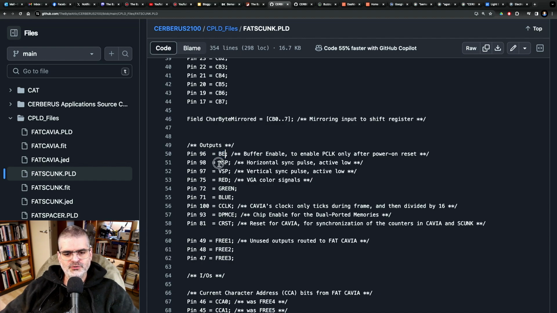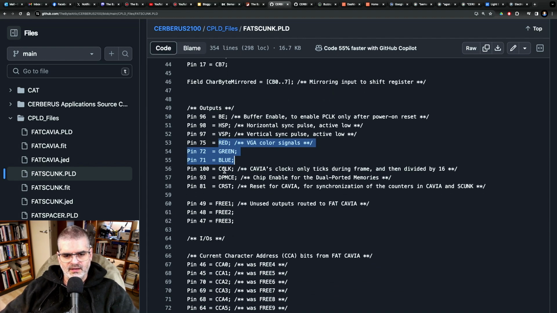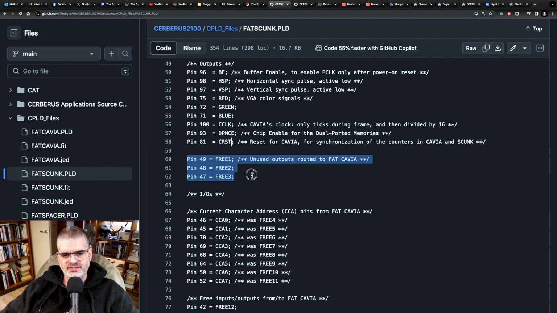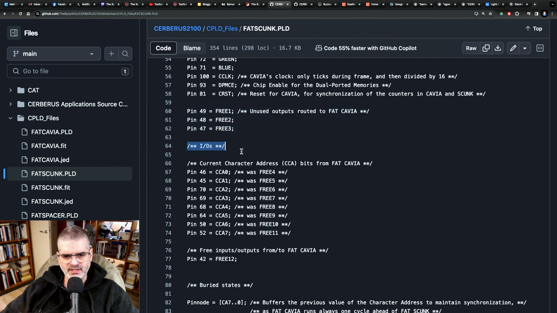Now we have the sync pulses, the horizontal sync pulse and the vertical sync pulse. Each one of them has a dedicated pin, because that's what the VGA connector expects. Then we have the three RGB values, red, green, and blue. The Kavia clock is an output, it goes to Kavia. This is the chip enable for the right side of the dual ported memories. This is the Kavia reset, which goes to Kavia. Some free traces are on the board, and there are pins dedicated to them, but I'm not using them at this point. Then we have the inputs and outputs.